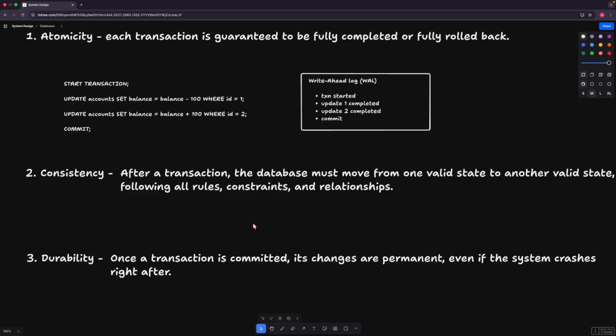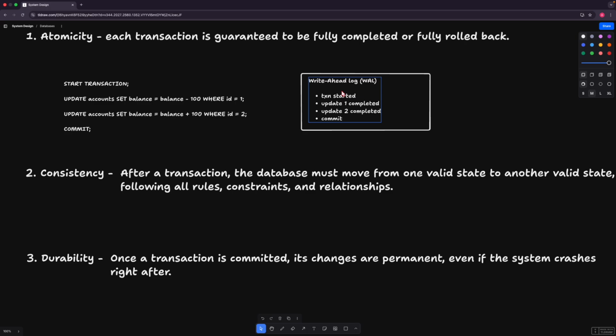So this is the property or the principle of SQL databases, where the database will remain consistent after the transaction. Okay, so the next principle or property we have is durability. With durability, we mean that once a transaction is committed, its changes are permanent even if the system crashes right after. This is ensured with the help of the write ahead log.